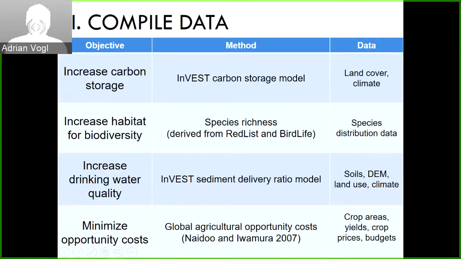So once you've decided on the method, then each of these methods is going to require compiling different kinds of data. One thing you have in common is the land cover, land management map. But then in this case, we also needed things like climate, species distribution data, soils, especially for the sediment delivery ratio model, etc.